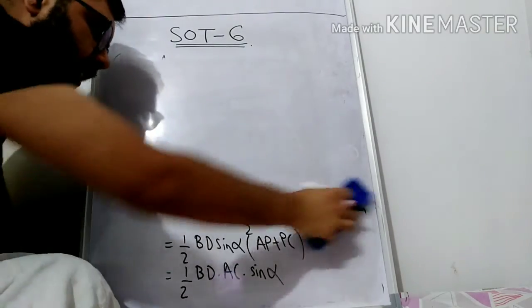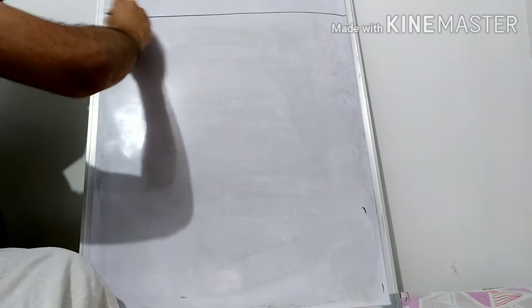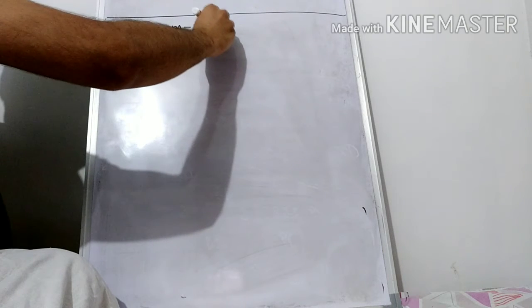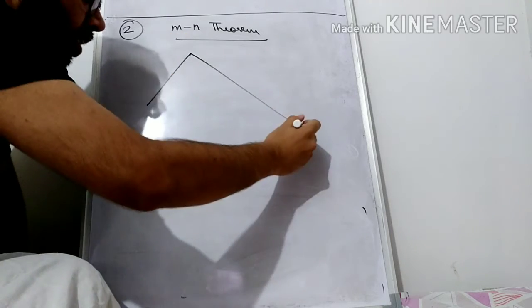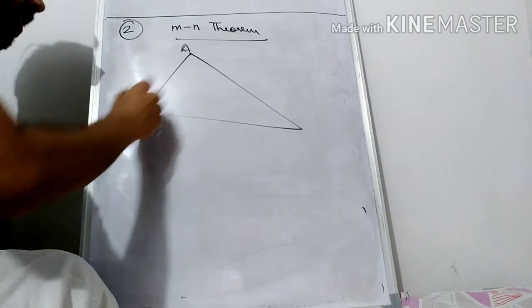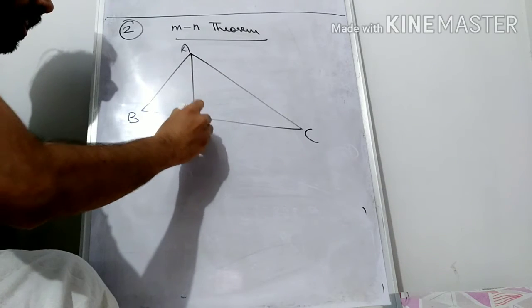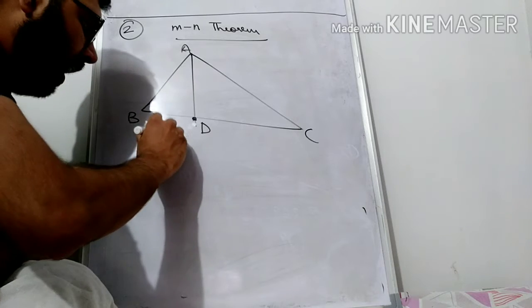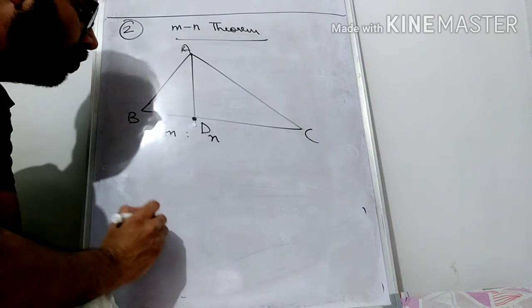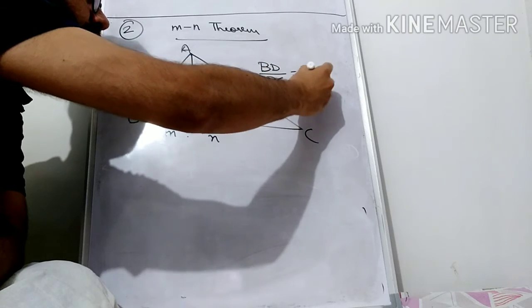Now continuing ahead, we come to the second topic for today, which is called the MN theorem. The MN theorem says that if we have a triangle ABC and I draw a line from A to the opposite side, suppose that line meets the opposite side BC in the point D, and D divides the opposite side in the ratio m:n, which means the ratio of BD and DC is m:n.